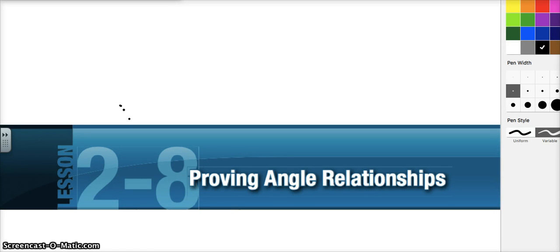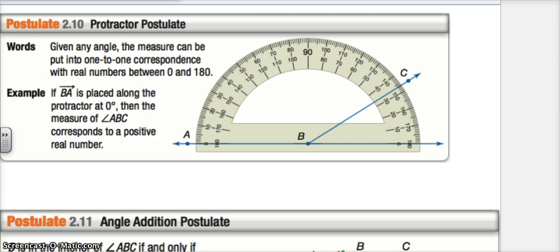Hey guys, we are in chapter 2. We're looking at section 2.8, and we're going to be proving angle relationships. So today we're going to talk about a lot of different rules, postulates, and theorems that we're going to accept and use going forward as we talk about angles and prove things.